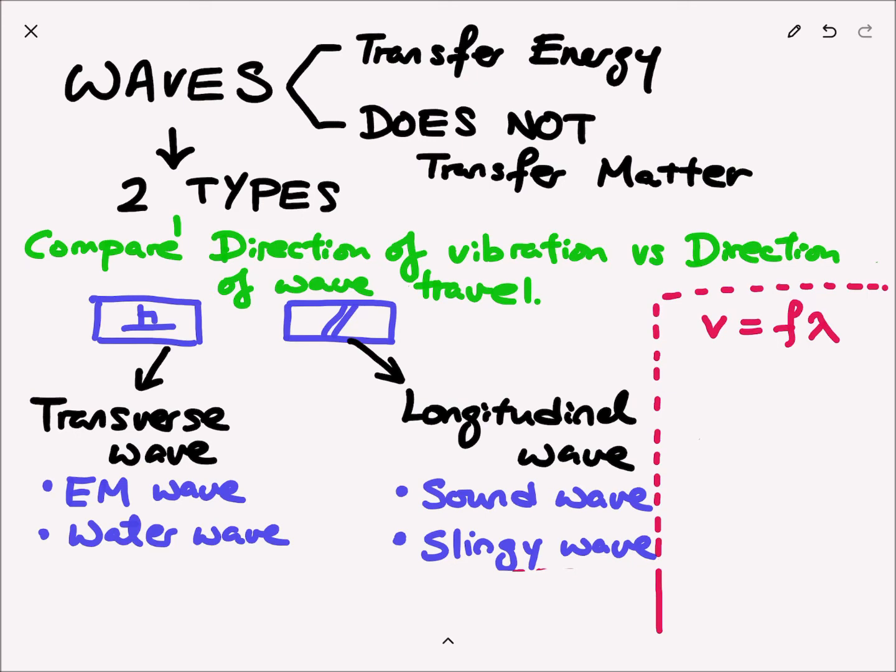Okay, and then you can also use this formula, the speed equals distance divided by time. Now, what does this distance refer to? It can refer to the distance that a crest has traveled, and the time taken, of course, is the time used for the crest to actually move from point A to point B. So you can do that.